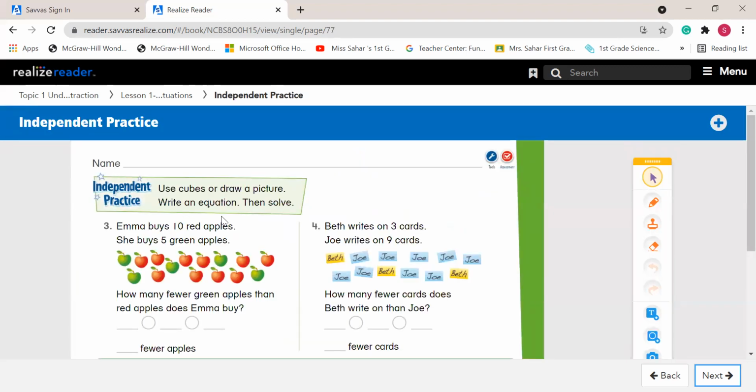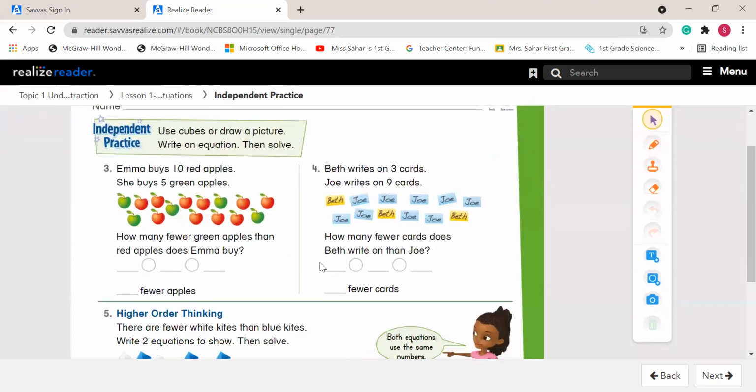Okay, this is independent practice. This is your turn. Now you know Emma has red apples. She buys 5 green apples. So how many fewer green apples than red apples does Emma have? So you have the 10, take away the 5, and you can use the picture you have. You just cross out in your picture and you're gonna have your answer. All right, and you can do number 7 as well, and number 4 and number 5.